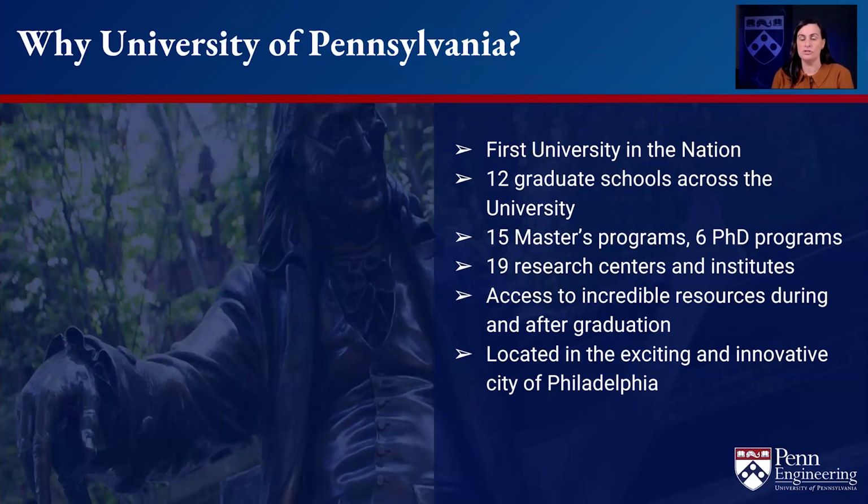We are considered a large institution with over 26,000 students, most of those students being graduate students. We occupy over 3,000 acres of land across the city of Philadelphia and actually into the suburbs as well. There are 12 graduate schools across the university. Penn Engineering, as being one of the graduate schools, offers 14 master's programs and 6 PhD programs. We have 19 research centers and institutes focusing on areas like AI, engineering and healthcare, and robotics, access to incredible resources such as libraries, centers for affinity groups, multiple fitness centers, and career services support. We are located in the exciting and innovative city of Philadelphia.